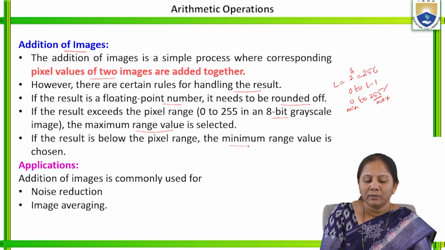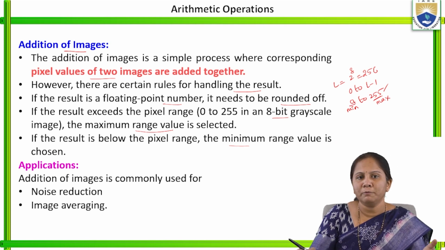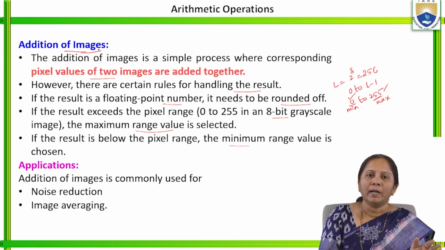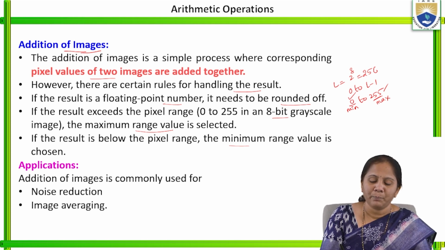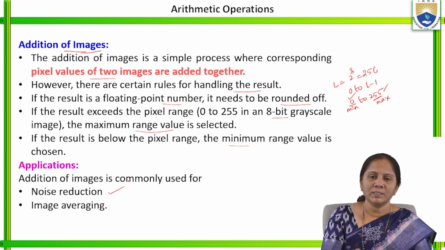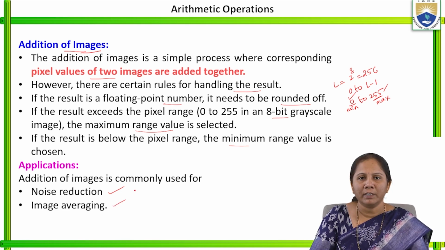The minimum value will be 0. For example, if you add two numbers and get a negative result, we have to make it the minimum value 0. So these are the rules we have to follow while performing addition between images. In which applications can we use addition? In cases where noise reduction is required, and also image averaging.